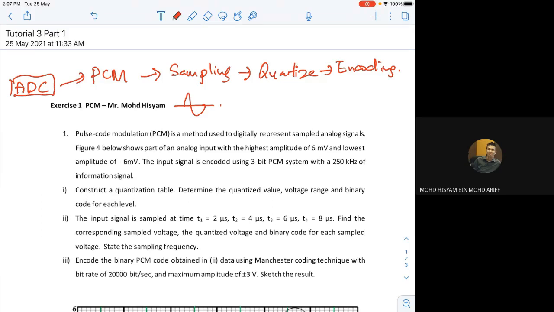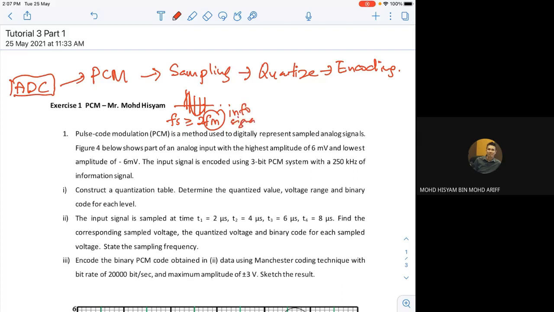So sampling, you must follow the Nyquist rate. Sampling, what is the process? Something like you chop the analog signal. How do we know where we want to apply it? You must remember this formula: sampling must be bigger than or equal to 2 FM, the information signal.